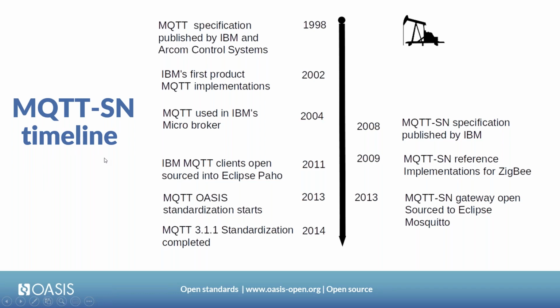So this is a short timeline of the development of MQTT-SN in parallel with MQTT 3.1.1.